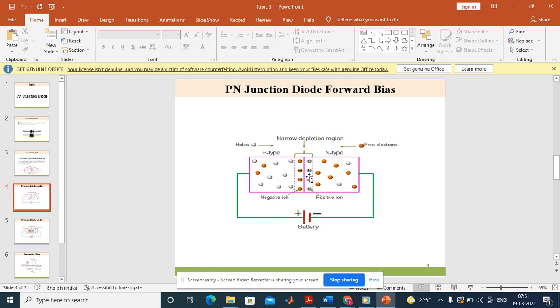In this way, the movement of the majority carriers takes place, and after applying a certain voltage, the free movement of the charge carriers from the p-type to the n-type will take place, and the depletion region will become very narrow, and the easy movement of the carriers will start, which leads to the flow of the current in one direction.